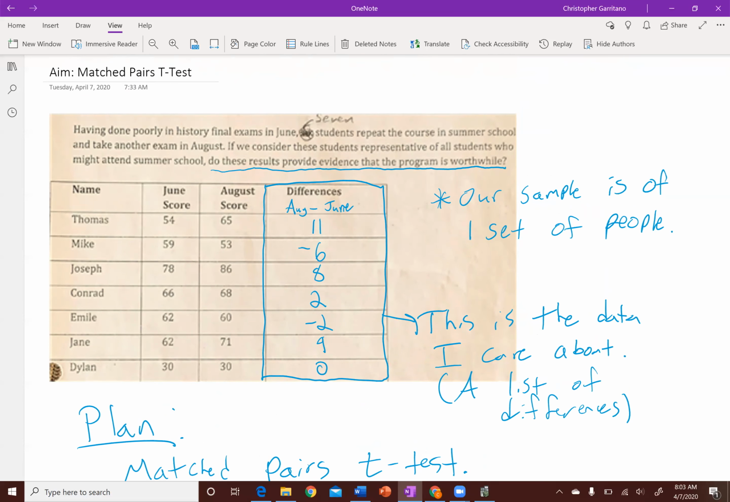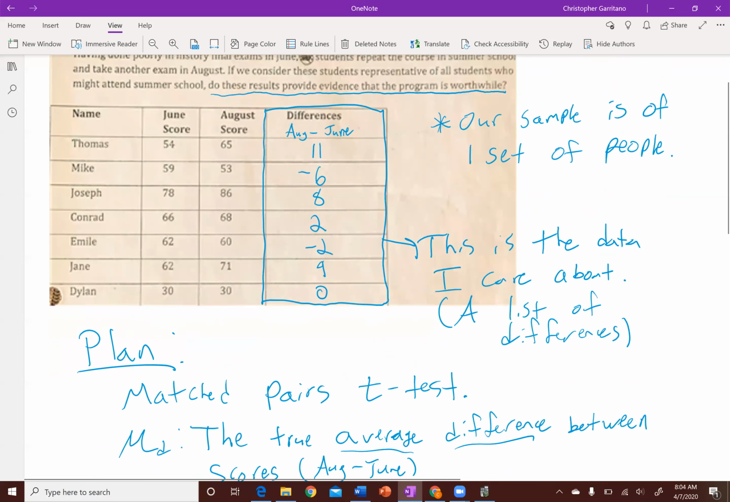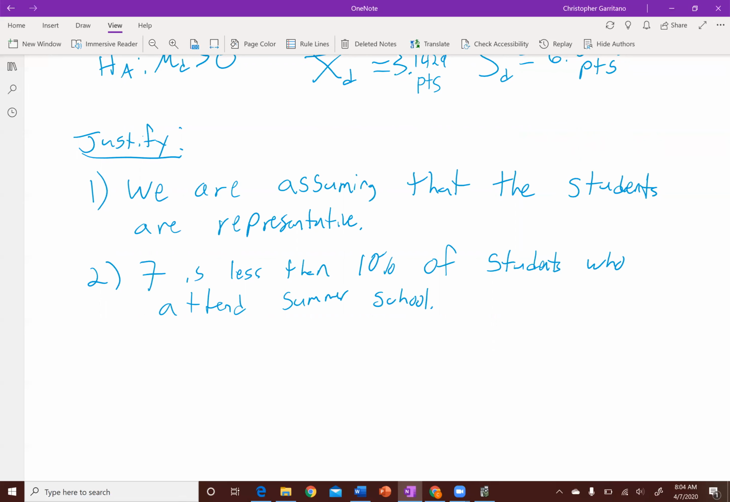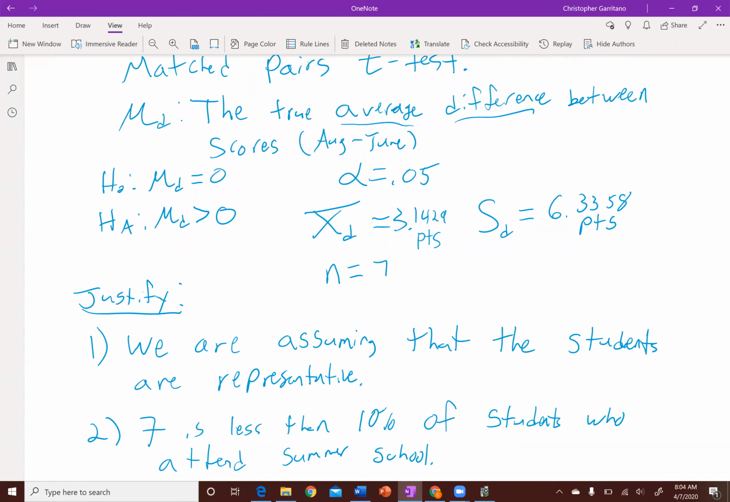And what are they representative of? Well, they're representative of all students who might attend summer school. And so the 10% condition should ask, is this number 7 less than 10% of students that would attend summer school? And let's just say that it is. I think it's not that far off, especially considering we don't necessarily know if this is one specific school or one entire school district. So we're going to say that 7 is less than 10% of students who attend summer school. Actually, back up here, I'm going to put the sample size, which is 7 students.